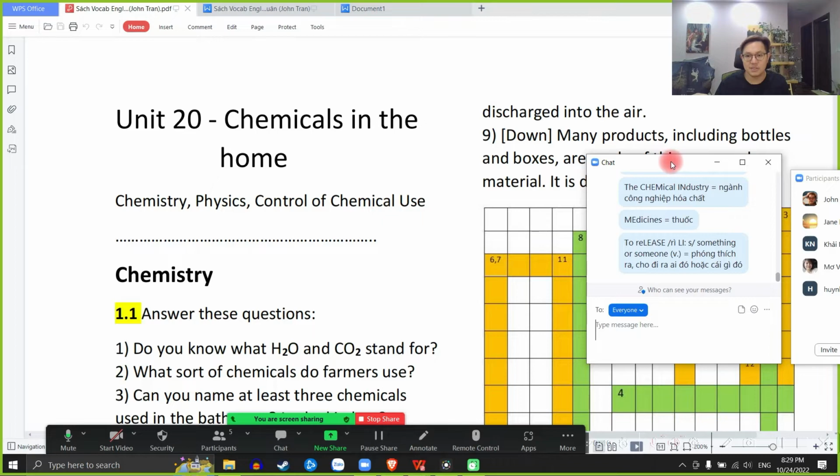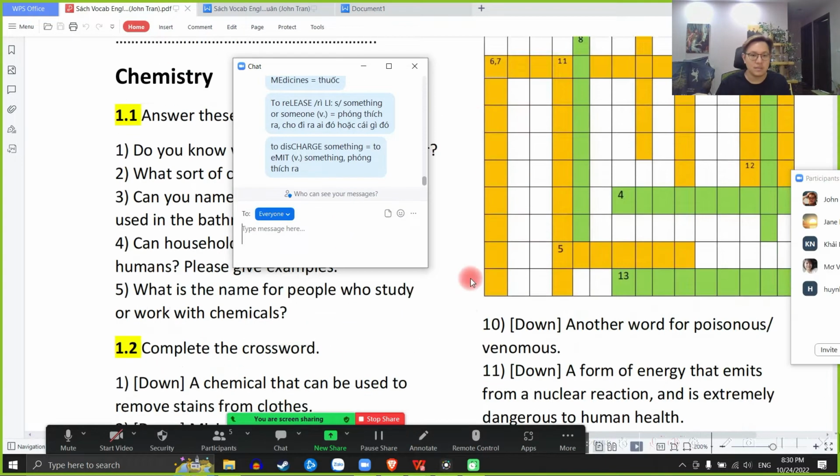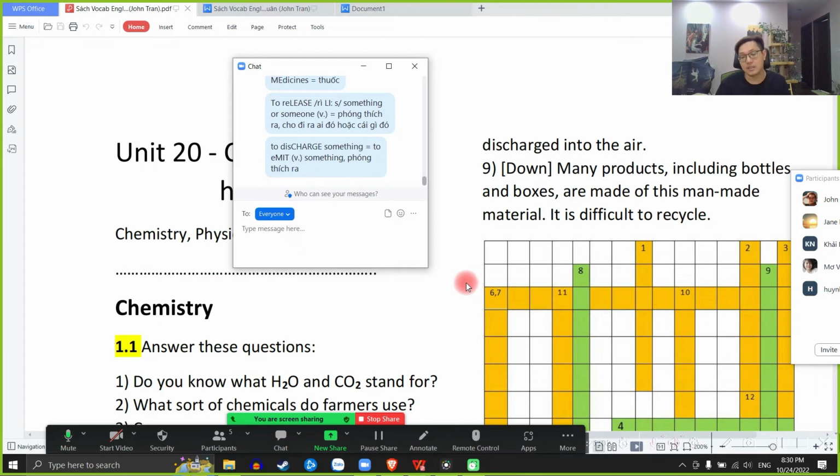Being discharged into the air. To discharge means the same as to emit something, you know. Phóng thích cái gì đó ra. The release of a gas being discharged into the air. Sự thải ra của một cái chất khí mà được phóng thích vào trong không khí. Sự xả thải khí, it means something like that.